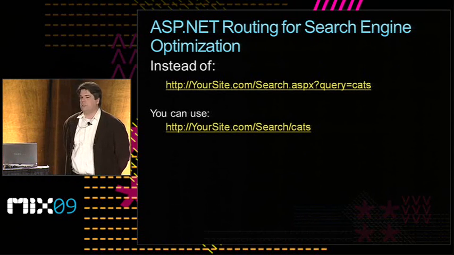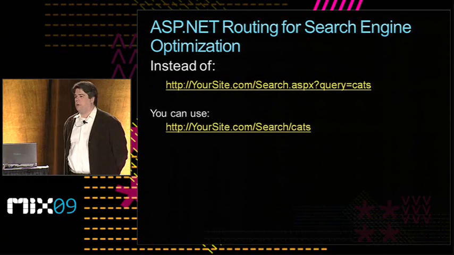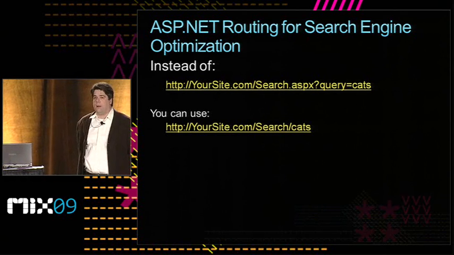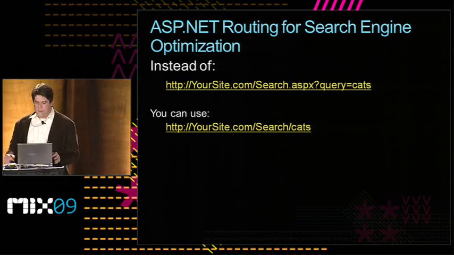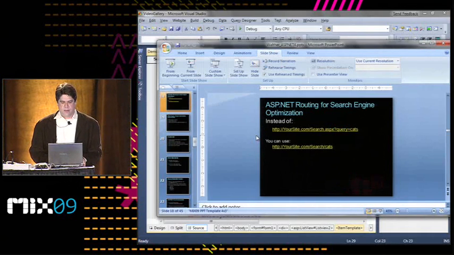So let's say you have a search page and want to allow people to search for videos of cats. Instead of using method number 1, where you have to, this is how you'd have to do it today, you could use routing to make the URL more intuitive and, more importantly, more indexable by using the routing infrastructure. So let me show you how routing works in the context of ASP.NET Web Forms.